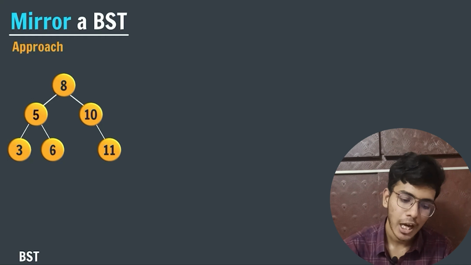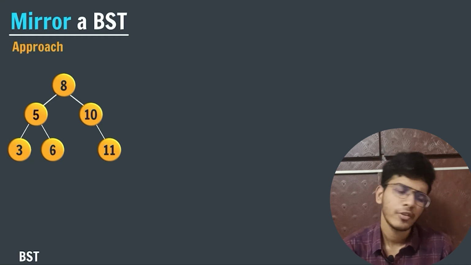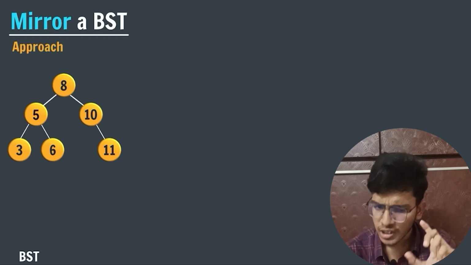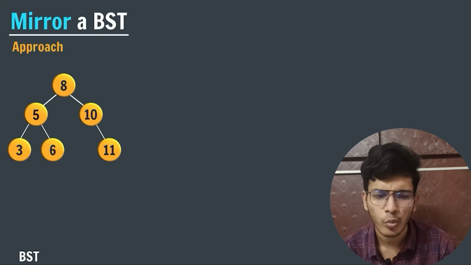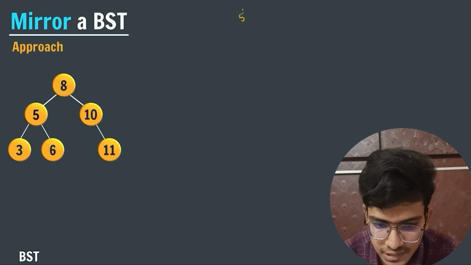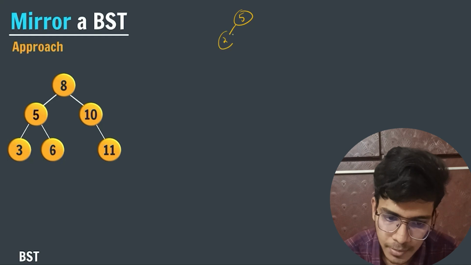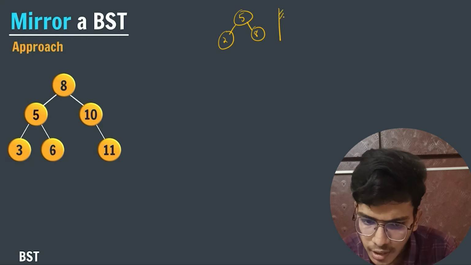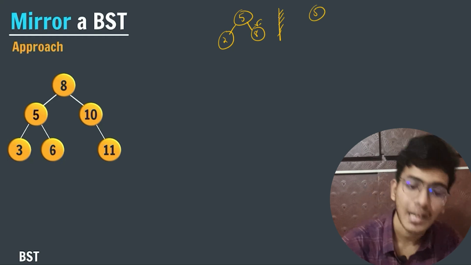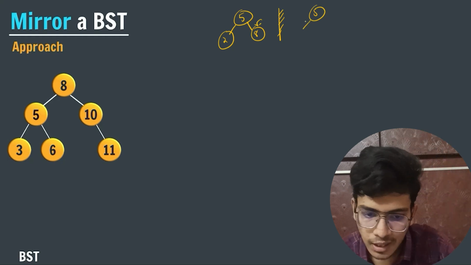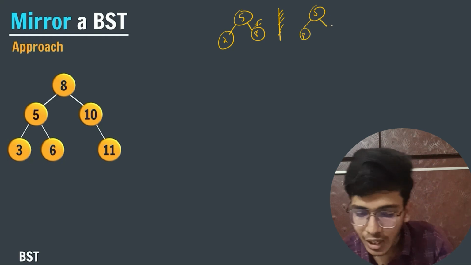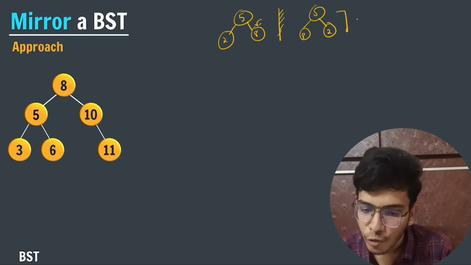Now let us talk about the approach of this question. So before talking about the approach, let us understand this question at a deeper level. Let us take a very basic example. Let's say this is the BST you are having, 8. Now if you put this BST in front of a mirror, then your output will be 8, and the left part comes on the right side. So this right part will come on the left side, and this left part will come on the right. So this will become my output.